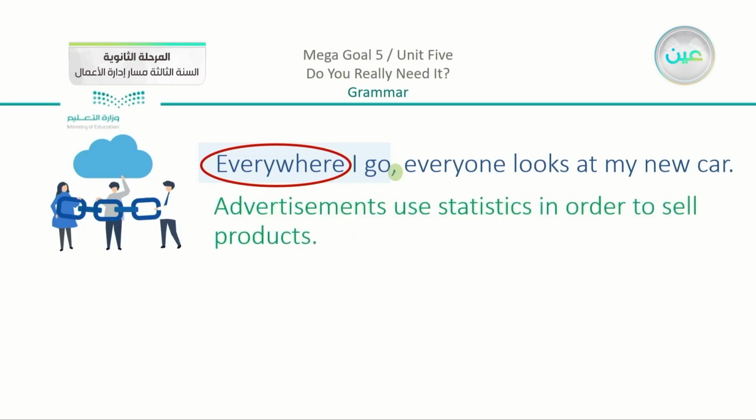Another example, "Advertisements use statistics in order to sell products." Now you can see clearly that there is no comma, but we do have the adverb clause in the middle. Starting with here, we have "in order to sell products." This is the adverb clause, and we have the conjunction in order to.